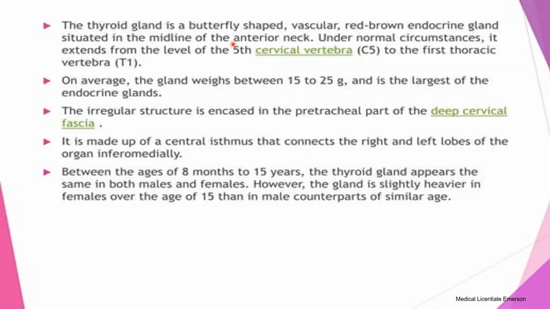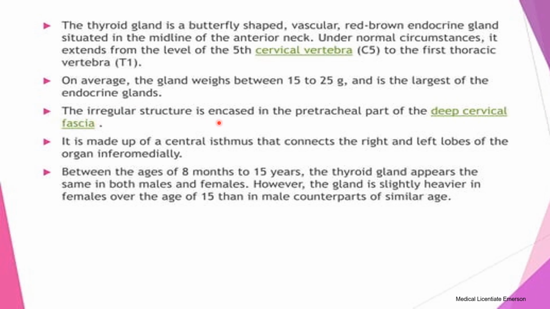Then the thyroid gland is a butterfly-shaped, vesicular red-brown endocrine gland situated in the midline of the anterior neck. Under normal circumstances, it extends from the level of the fifth cervical vertebra (C5) to the first thoracic vertebra. On average, the gland weighs 15 to 25 grams, again depending on the literature. Others will tell you another measurement. And this is the largest of the endocrine glands.